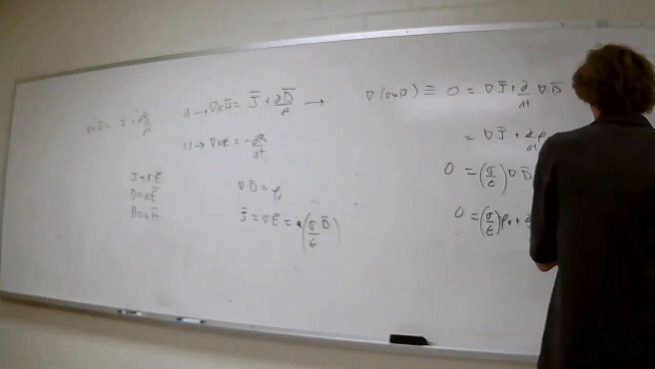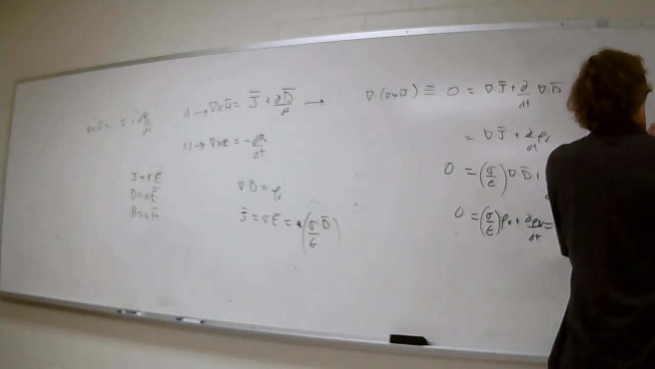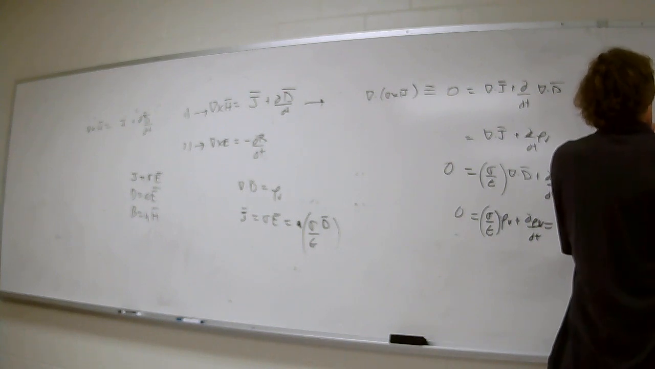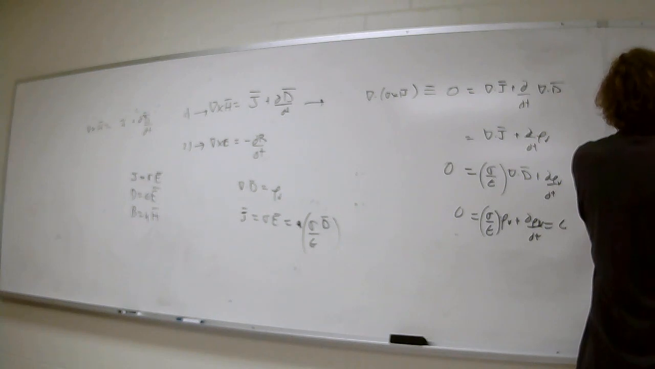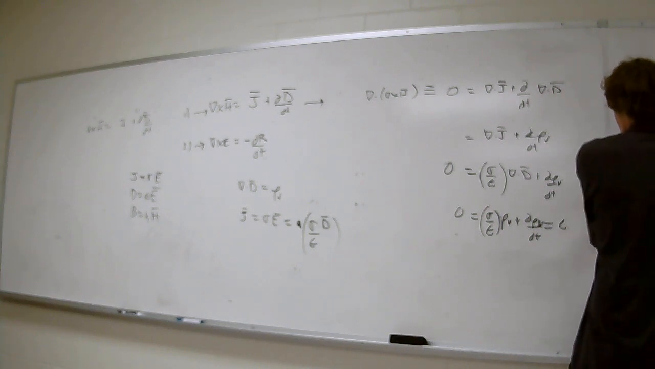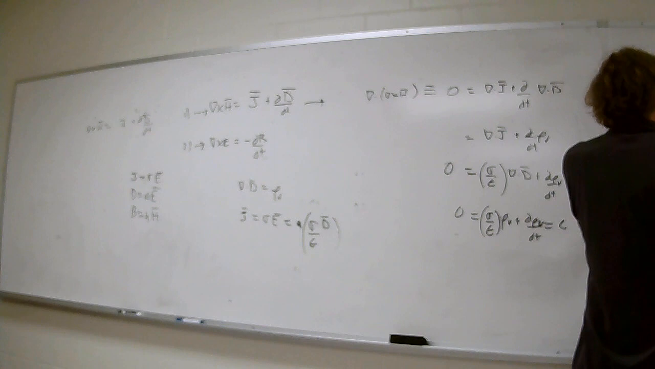Now this is a simple first order differential equation. If I look at this, let me write it over here. I have d rho v dt plus rho v, usually written as rho v over tau, equals 0, and tau is equal to epsilon over sigma. And this is a form that's very common.